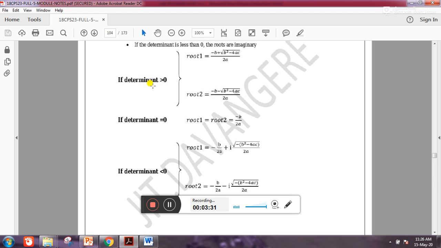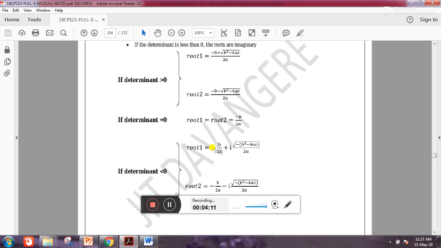If the determinant value is greater than 0, root 1 is equal to minus b plus square root of b square minus 4ac divided by 2a. Root 2 is equal to minus b minus square root of b square minus 4ac divided by 2a. If the determinant value is 0, then the roots are equal: root 1 and root 2 are both equal, and the formula is minus b by 2a. If the determinant is less than 0, then the roots are complex or imaginary. To find the complex or imaginary roots, we have to find two roots.